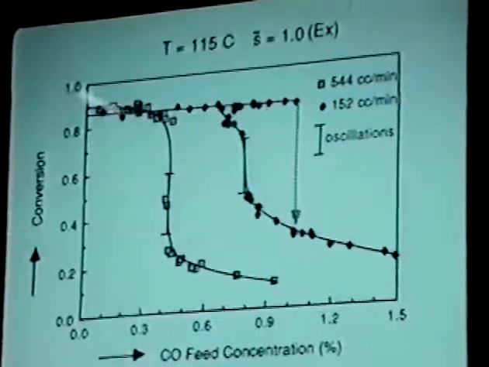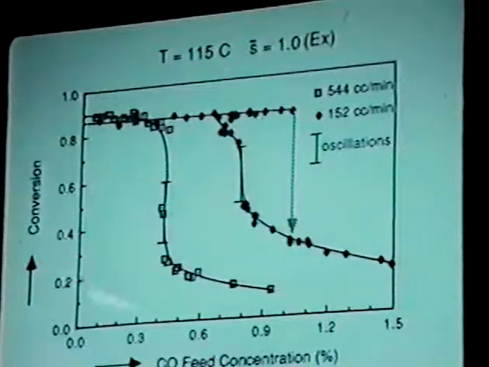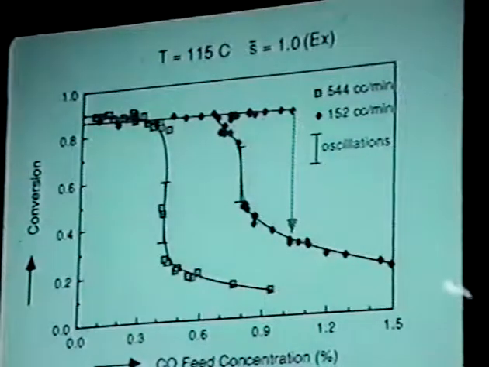And so if you go slowly from a small CO feed concentration and slowly increase the concentration to the reactor, you would see a gradual decrease in conversion, a sudden drop, and then going into the low conversion branch. If you go back the other way, starting at high concentration and going back to low concentration, you would actually see just a continuous change going from the low conversion regime to the high conversion regime.